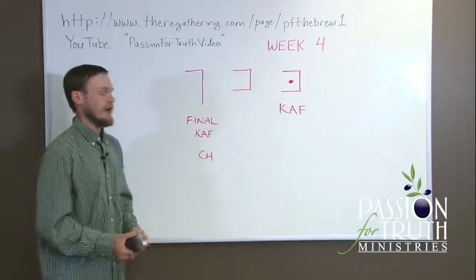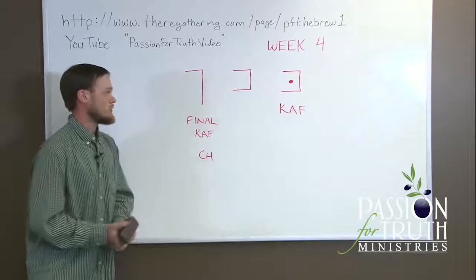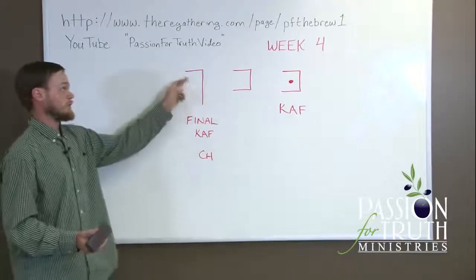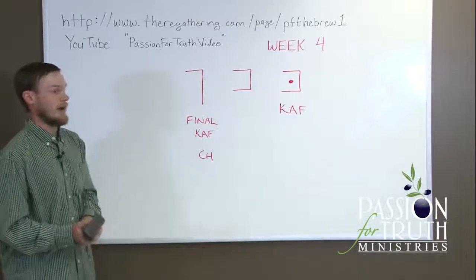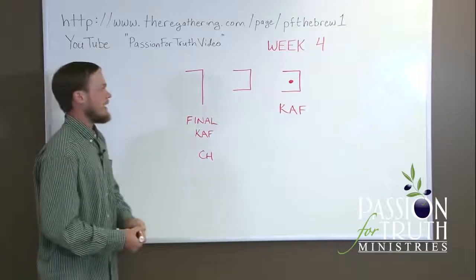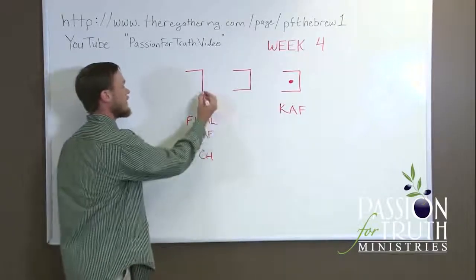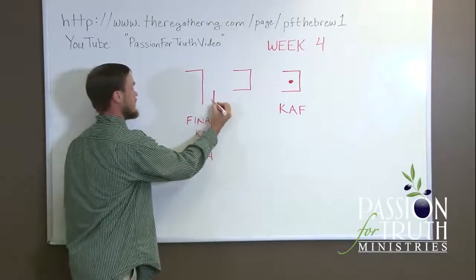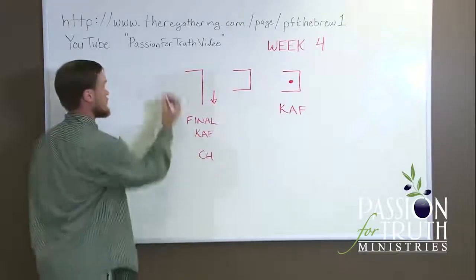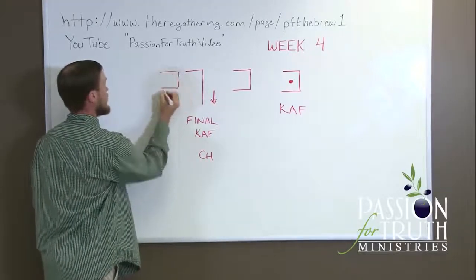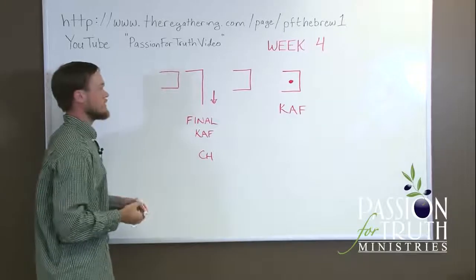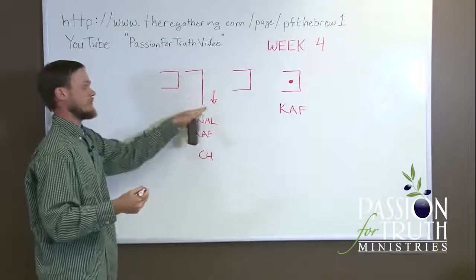Okay, so there are 5 letters with final forms. The kaf is the first one of them, so it has this final kaf. And you'll notice that the bottom of this letter extends below the line that you would normally write in. So this is a regular kaf next to a final kaf. The tail down here extends below the line.